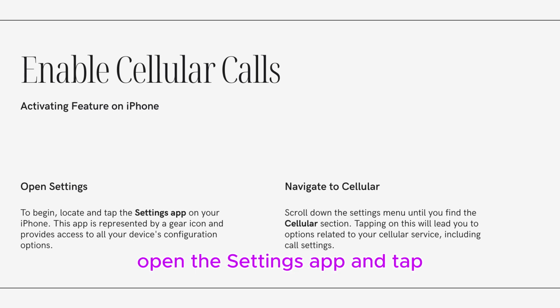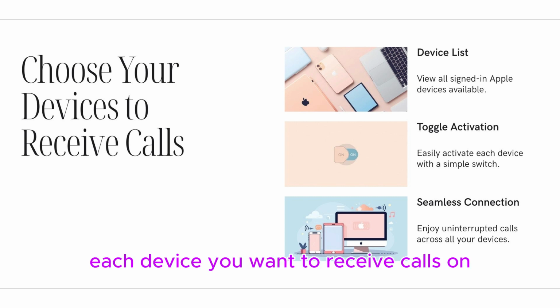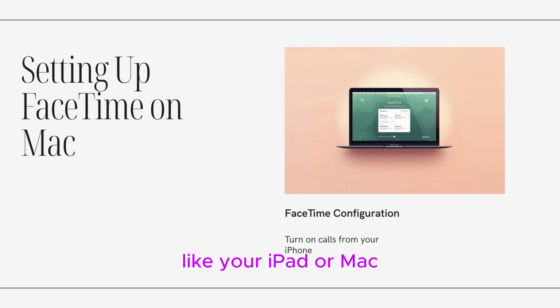On your iPhone, open the Settings app and tap Cellular. Tap Cellular calls on other devices. Turn on Allow calls on other devices. Below, you will see a list of your signed-in devices. Toggle on each device you want to receive calls on, like your iPad or Mac now.